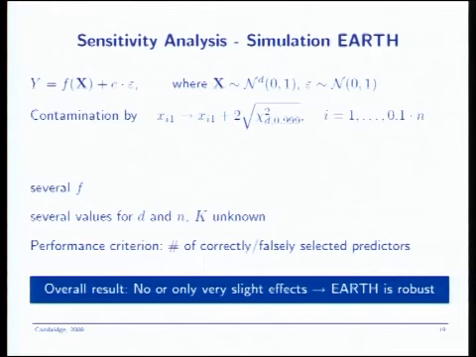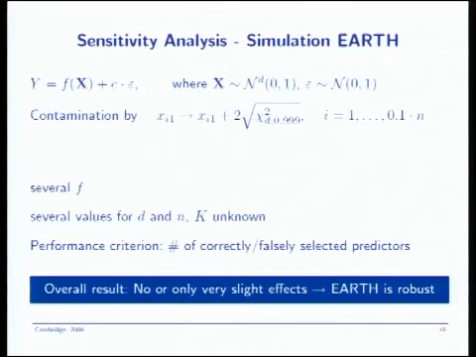We looked at very different link functions F. We contaminated some X points by pushing them far outside, but we have also been looking at many other contamination schemes in the Y direction, in interchanging X values and so on. This is just one of those we have been looking at. And of course you have to do this for different dimensions and sample sizes and so on. As performance criterion we had chosen the number of correctly and the number of falsely selected predictors.